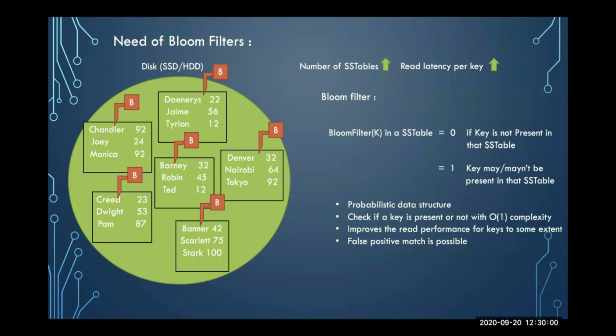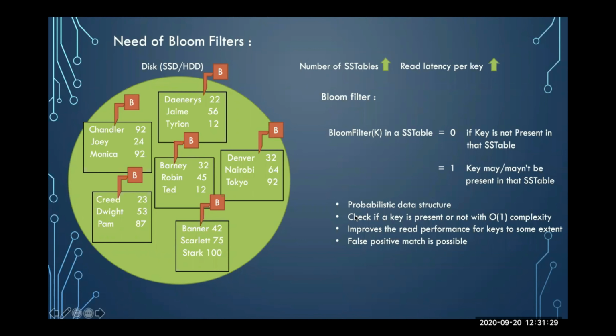If it gives you the value as 0, then that key is definitely not present in this SS table. But if it gives the value as 1, you will have to go through that SS table and check if that key is present or not. In most cases, the Bloom filter generally tells you accurately if the value is present or not in that SS table, as it has 99.9% accuracy. But in some cases, it may give you some false positives, in which case you will have to go through that SS table and check if that key is present or not.